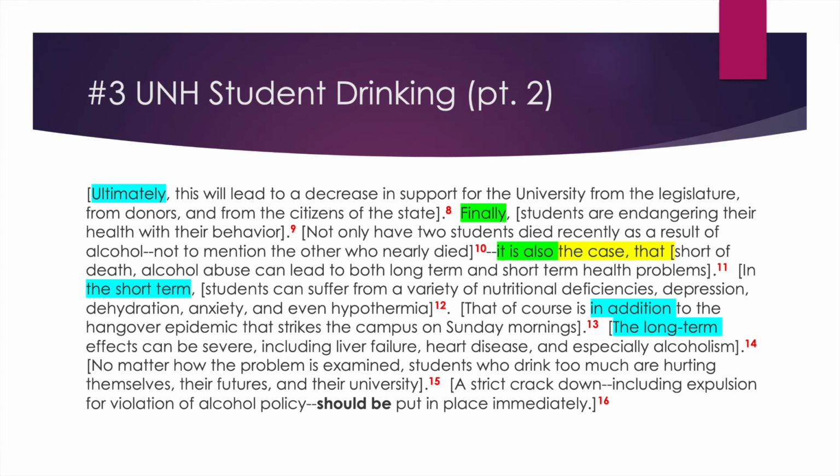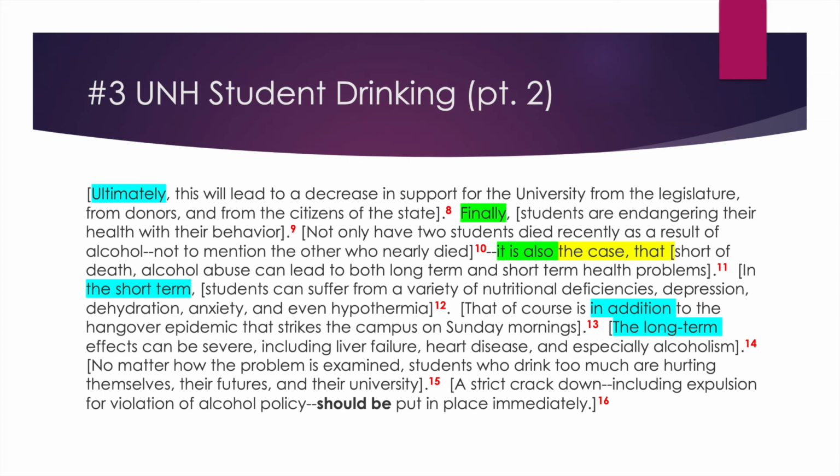So in the short term, students can suffer from a variety of nutritional deficiencies, depression, dehydration, anxiety, and even hypothermia. We'll call that assertion 12. And I'll take that all together as one assertion. Perhaps in your diagram, you've divided each of these medical conditions or health problems as a separate piece of evidence, and that's perfectly okay to do. Just makes your diagram a little bit more complex. You could, if you wanted to, identify them as 12A, nutritional deficiencies, 12B, depression, 12D, dehydration, etc., like that.